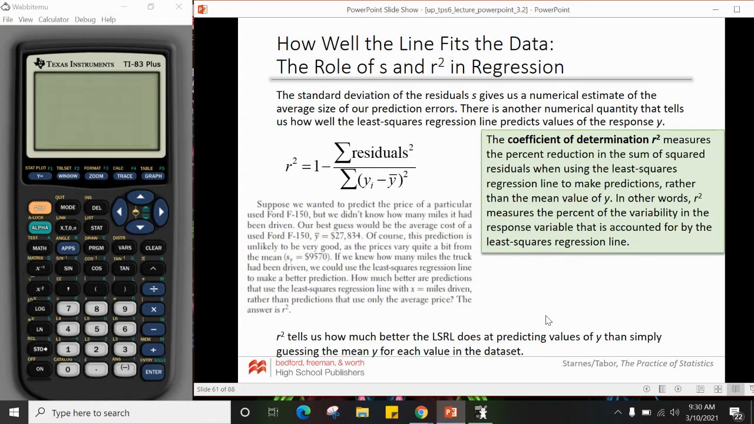If we knew how many miles the truck had been driven, we could use the least squares regression line to make a better prediction. This last part is kind of the definition of R squared, or more of a contextual one. How much better the prediction from the least squares regression line is than the average price is R squared. So R squared is how much better the estimate is than the mean. Okay, so that's kind of where this comes from.